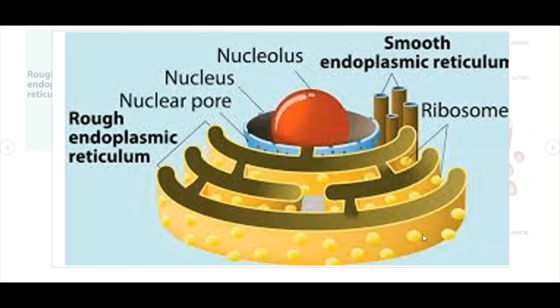Smooth ER is responsible for the synthesis, the production, of lipids. Lipids are one of the most important macromolecules, basically fat molecules. So the smooth ER will be responsible for producing that, as well as cholesterol and steroids, whereas the rough ER assists in protein synthesis. As you can see over here, these little yellow balls are your ribosomes. The rough ER will have a lot of ribosomes attached to it because it assists with protein synthesis.